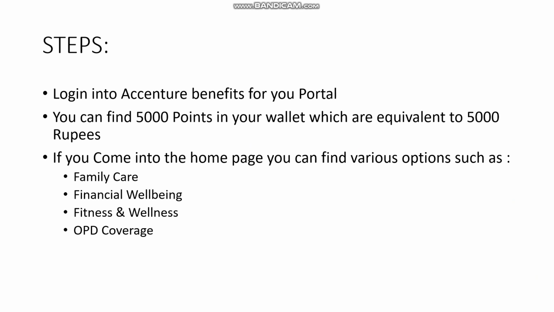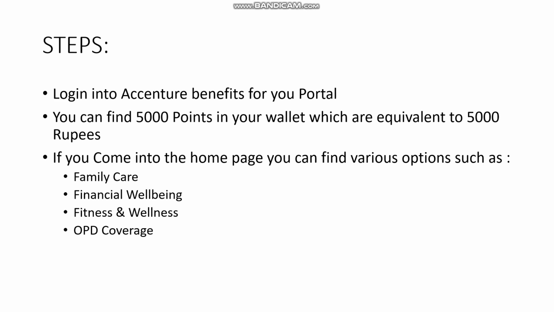These steps are very common. First of all, you need to log in to the Accenture Benefits for You portal. You can get it in portal.accenture.com. In that portal, you can get all the Accenture links. There you need to find the Benefits for You link, or you can ask your colleagues if they have it. After getting that link, you need to log on to that portal. There you'll have a wallet, and in it you'll have 5,000 reward points. That I'll also show you later on.